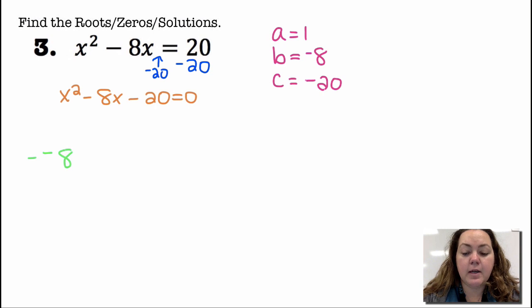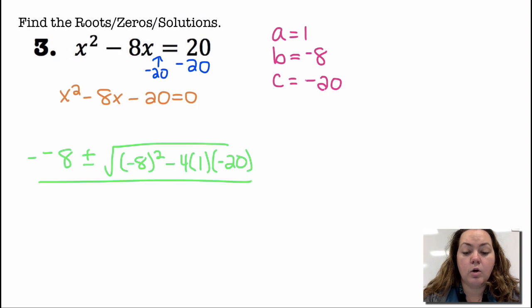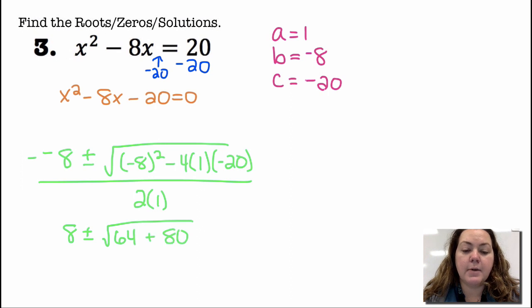All right, negative B plus or minus the square root of B squared minus 4AC all over 2A. So negative 8 plus or minus the square root of B squared, negative 8 squared, minus 4 times A, which is 1, times C, which is negative 20, over 2 times A, which is 1. Negative 8 becomes positive 8 plus or minus the square root. Negative 8 times negative 8 is positive 64. Negative 4 times 1 is negative 4. Negative 4 times negative 20 is positive 80 over 2. 64 plus 80 becomes 144.